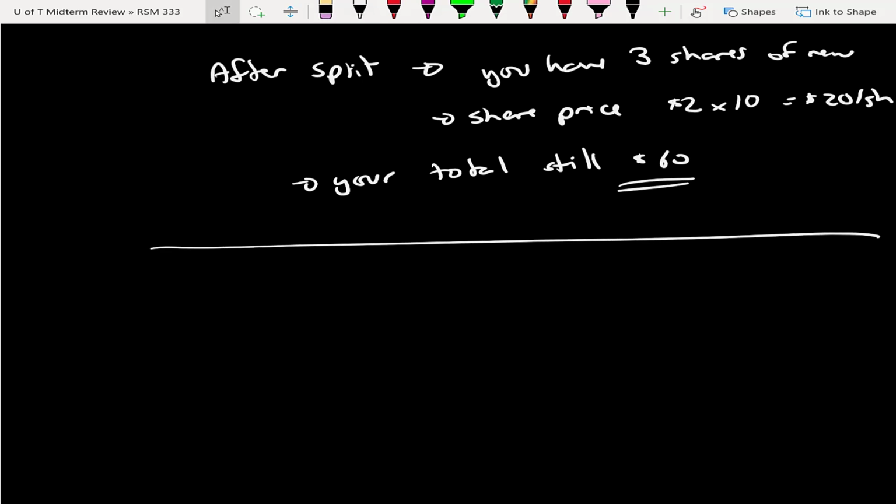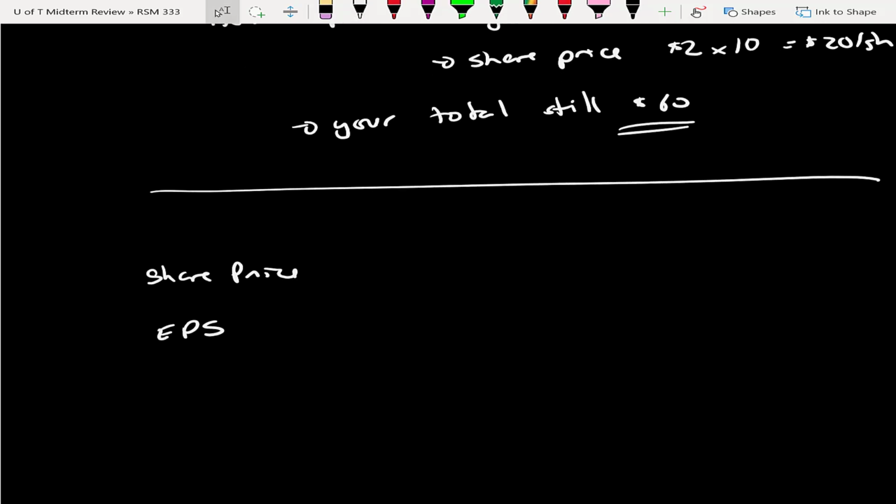Let's do a bit of a summary in terms of what happens to the share price and the earnings per share. If you look at the cash dividend, the share price will fall by the amount of the dividend on the ex-dividend date. Earnings per share will stay the same. There's no change. Okay, what happens with the share repurchase?